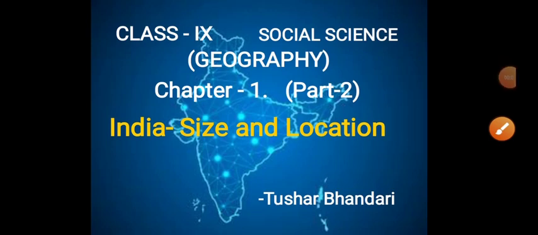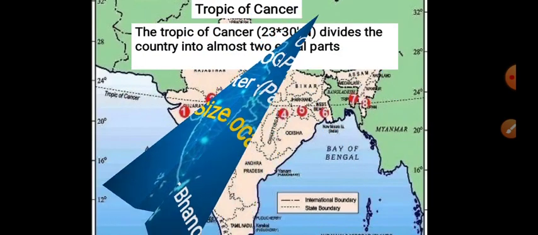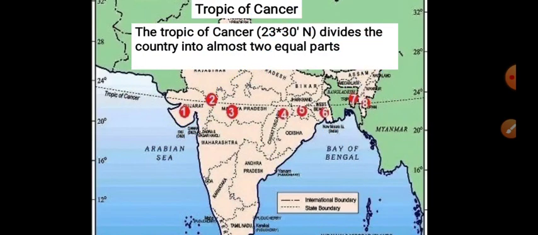Hello students, in the previous session we learned about the basics of latitudes and longitudes, and we also learned the location of India. India is a vast country lying entirely in the northern hemisphere. The mainland of India extends between latitudes 8 degree 4 minute north and 37 degree 6 minute north, and longitudes 68 degree 7 minute east and 97 degree 25 minute east.